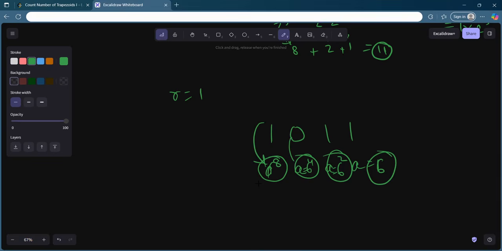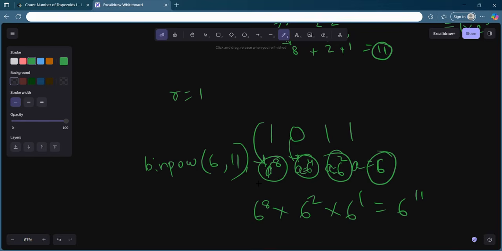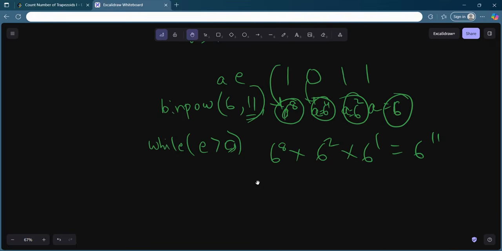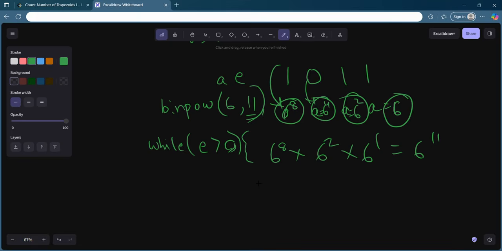Now whenever you get a 1, you multiply it. Whenever you get a 0, you don't multiply it. So if you multiply 6 power 8 into 6 power 2 into 6 power 1, you get 6 power 11, right? So that is how binary exponentiation works. If you want to calculate 6 comma 11, what you need to do is iterate through the bits of 11 and right shift every time. So this is a comma e exponentiation, right? While the exponent is greater than 0, you see what is the last bit of e. How can you check the last bit?